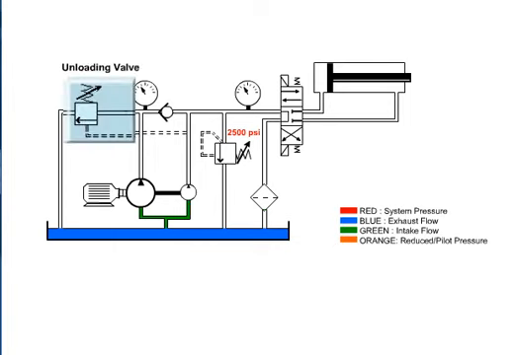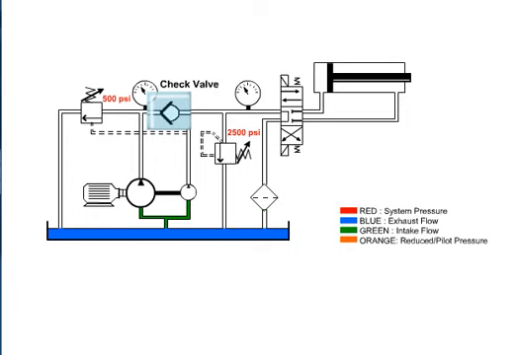First, the unloading valve. This valve has been set at 500 psi. When the system pressure reaches 500 psi, this valve will open and allow the flow from the high-volume pump to go back to the tank at minimal pressure. Next, we will look at the function of the check valve.